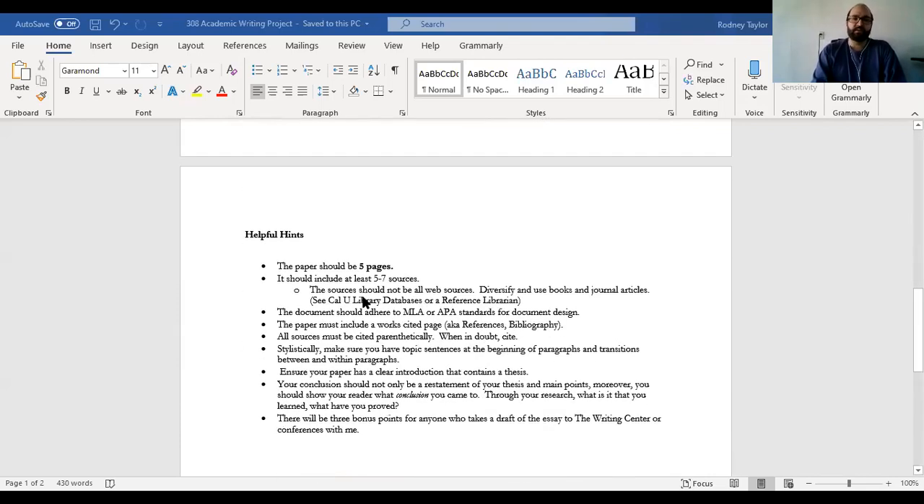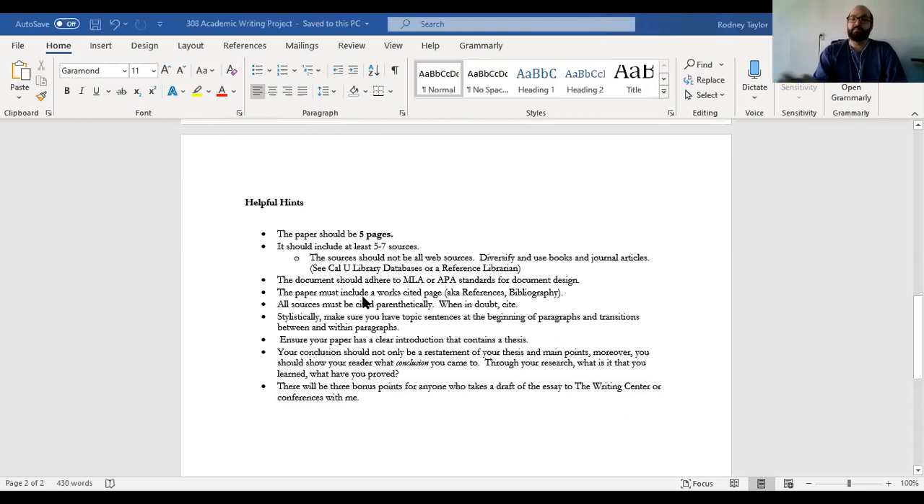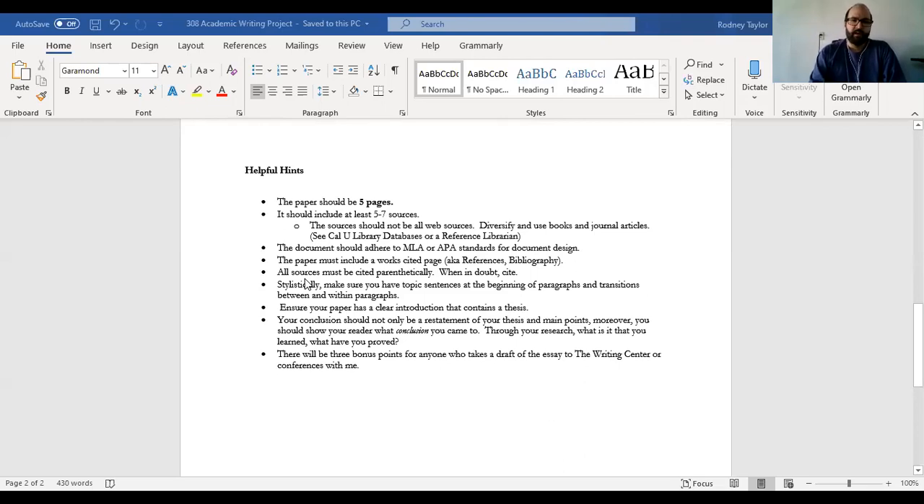And then I've also included another sheet, and I'll upload this all to D2L so you don't have to write anything down, is that the paper should be at least 5 pages. It should include at least 5 to 7 sources. And I say it should not be all web sources. Well, you kind of don't have a choice. Unless you have an academic library in your house, you have to get everything electronically. But it's still possible to do.